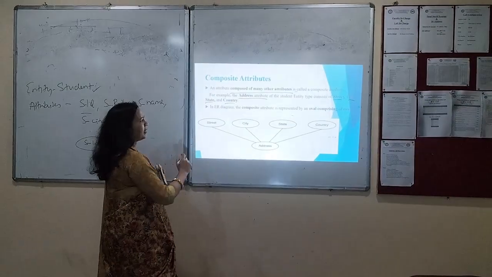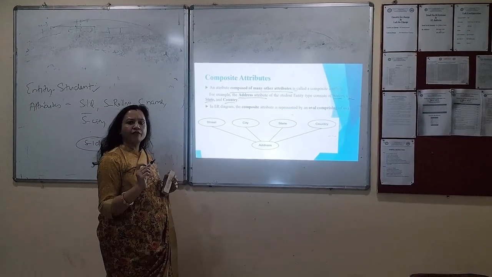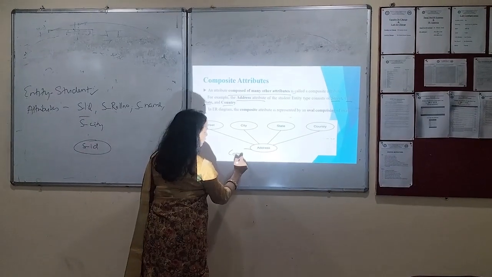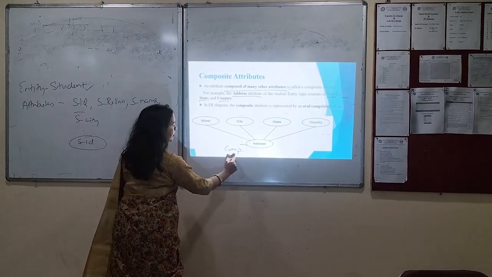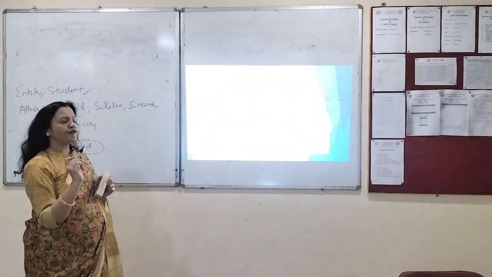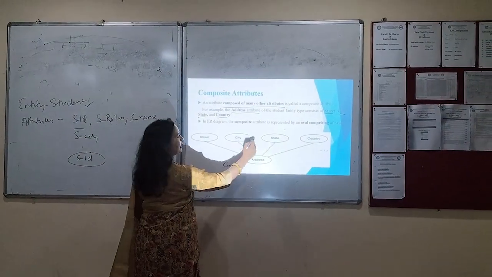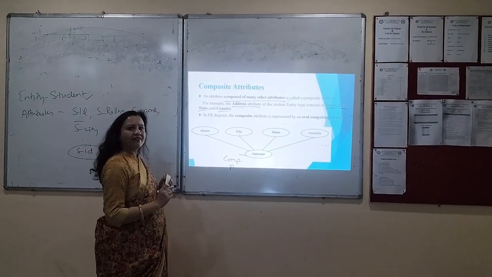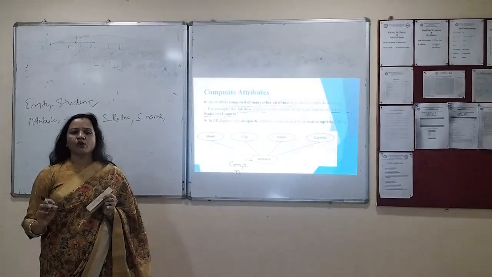So it can be represented by an oval comprising a number of ovals. Like this is a composite attribute we have, right? Address, and it is composed of a number of ovals: street, city, state, country. All these are connected to the main oval, that is the address oval, right? So this is your composite attribute.